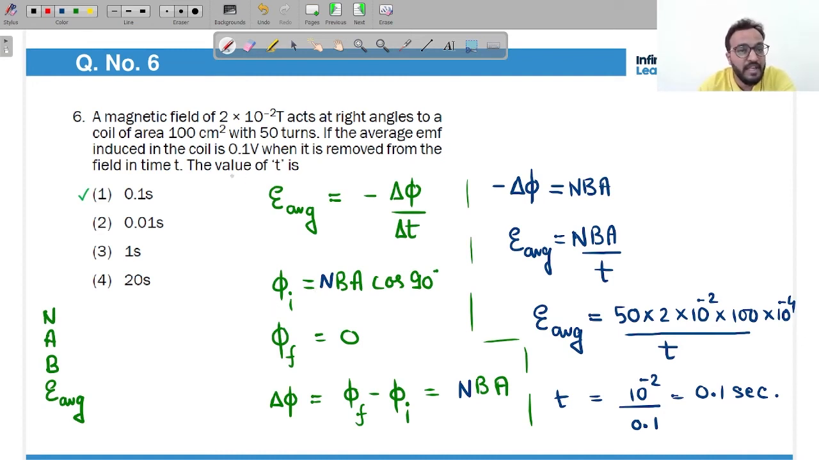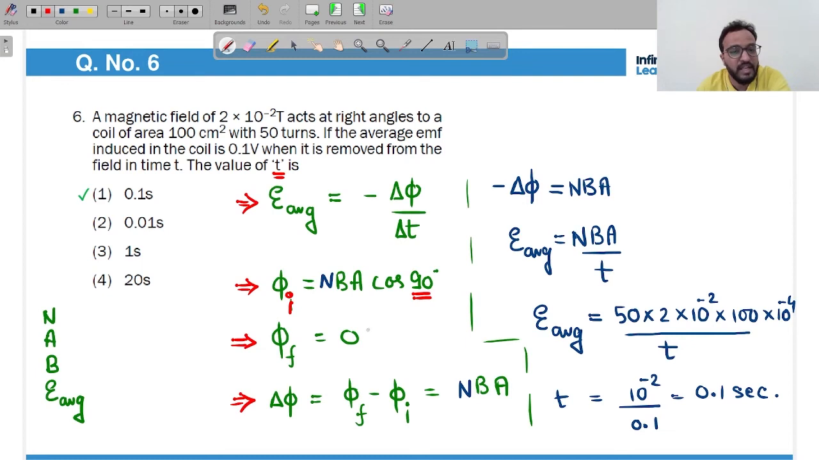What if in time t they are saying that the coil is completely removed? So we will say that average EMF is minus delta phi by delta t. What is delta phi? Delta phi is final flux minus initial flux. So what is initial flux? Initially the angle is 90 degrees, so initial flux is NBA cos 90.